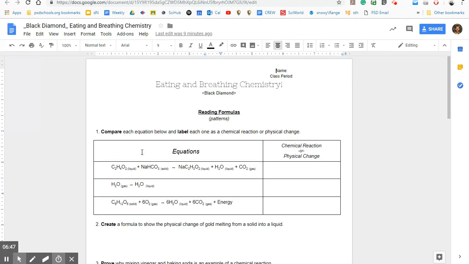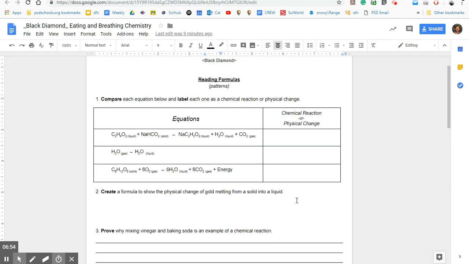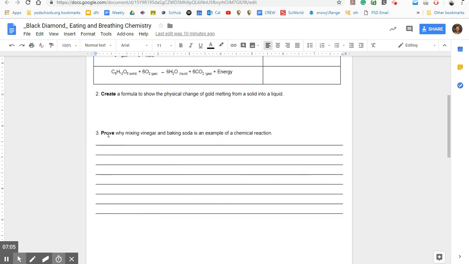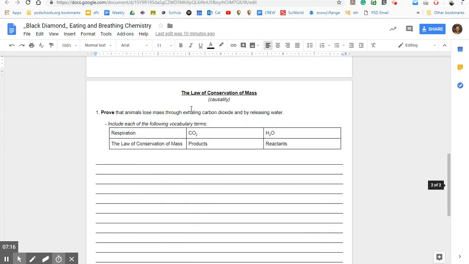So if we go from the blue square to the black diamond, it has much fewer chemical equations to ask if it's a chemical reaction or a physical change because they should have mastered this. So then I want them to create their own formula to show the physical change of gold melting from a solid to a liquid to make sure they understand the difference between chemical reaction and physical change. Then I give them something else that we did in class, that I'm not providing the chemical formula for, but to give me some evidence why vinegar and baking soda is a chemical reaction.